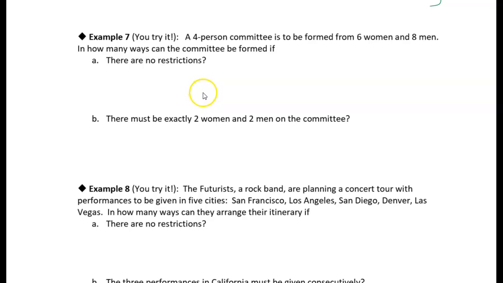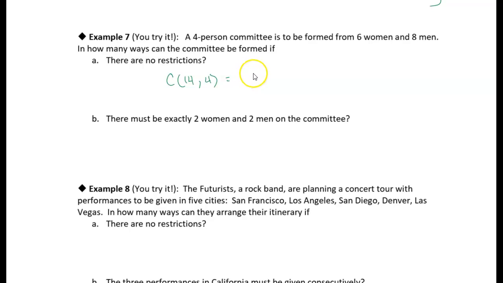Now, there's no restrictions, so this whole deal with 6 women and 8 men is kind of irrelevant. We just have 14 people to choose from. So we are just going to choose 4 people from 14, right? So it's just 14 choose 4.